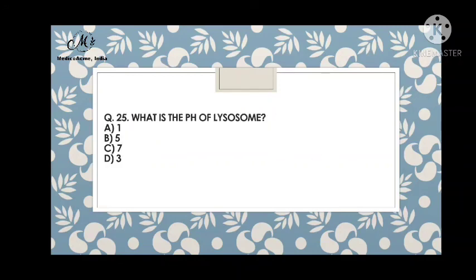What is the pH of lysosome? The last one, question number 25. What is the pH of lysosome? Just answer. So guys, the correct answer is B. 5 to 5.5 is the lysosomal pH.